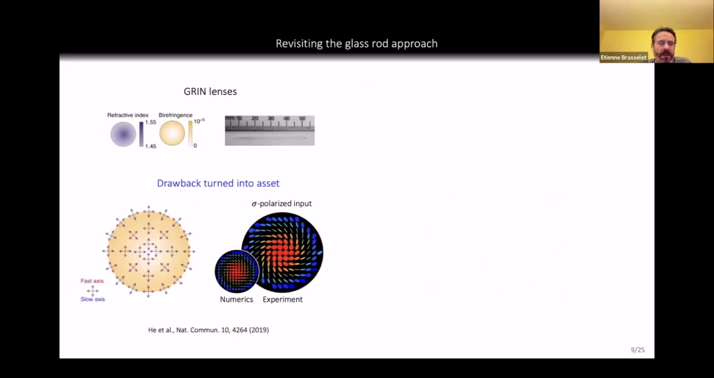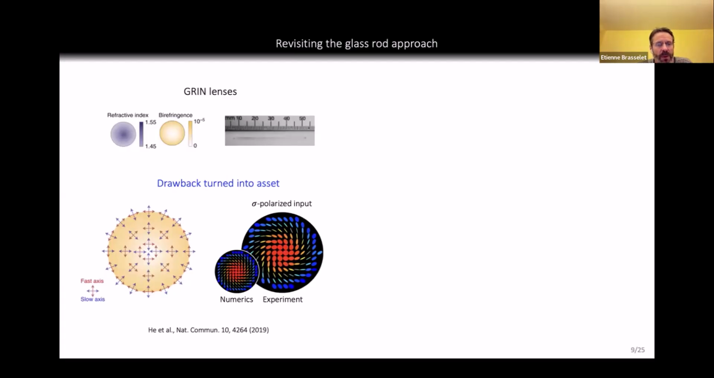And this approach was revisited more recently. First, not directly, using GRIN lenses. The idea is that GRIN lenses, which are graded index lenses, are a very common device in photonics, which consists of a glass rod prepared with appropriate processing to exhibit a refractive index radial gradient. And there is a drawback to these optical elements in that they exhibit as well residual birefringence. But this drawback can be turned into a positive point if you're interested in structured polarization states at the output.